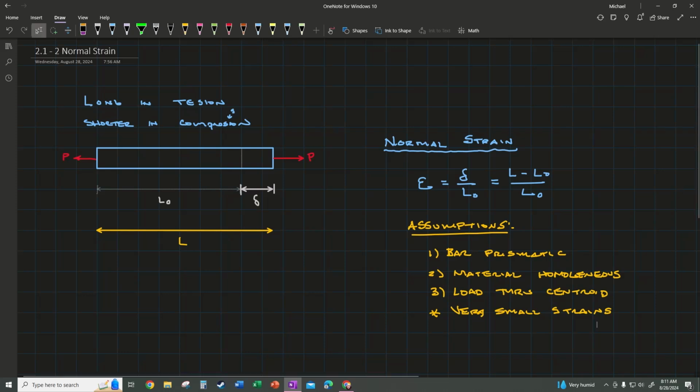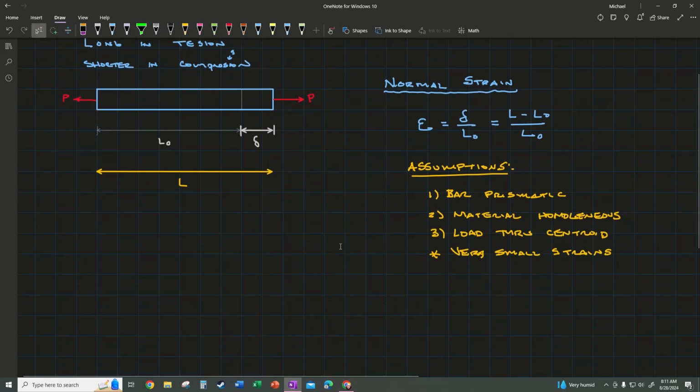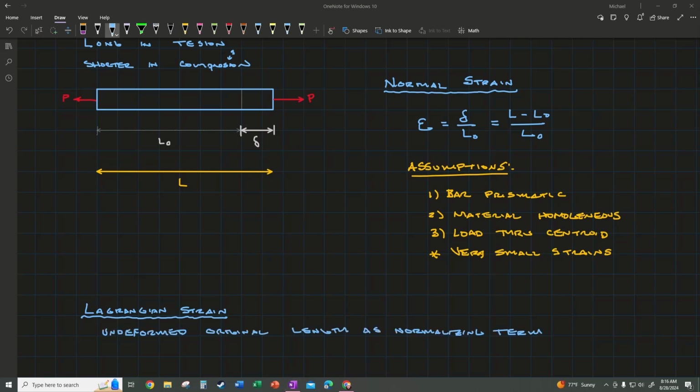If this last condition is not present, then the strain is not actually linear. We call this approach Lagrangian strain. It involves the undeformed original length as the normalizing term. So strain equals our L minus an L0 over L0, our normalizing term.